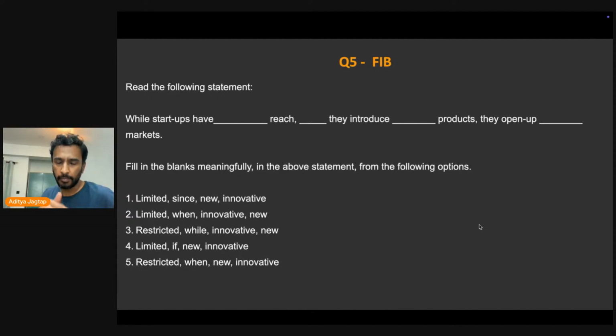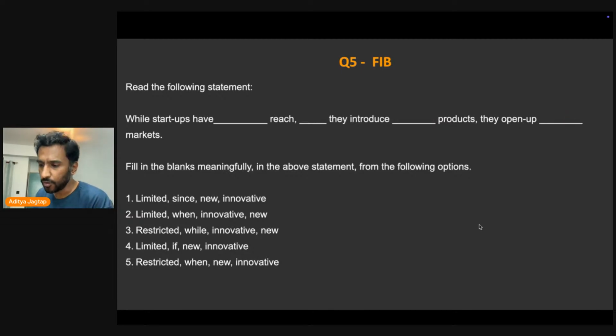What I want you to remember for these is, first you read the entire sentence or the entire paragraph or whatever is the material, right? After reading that entire thing and generally getting a grasp of what the author is trying to say, then you start replacing it with words, right? So while startups have dash reach and dash, they introduce dash products to open up dash markets.